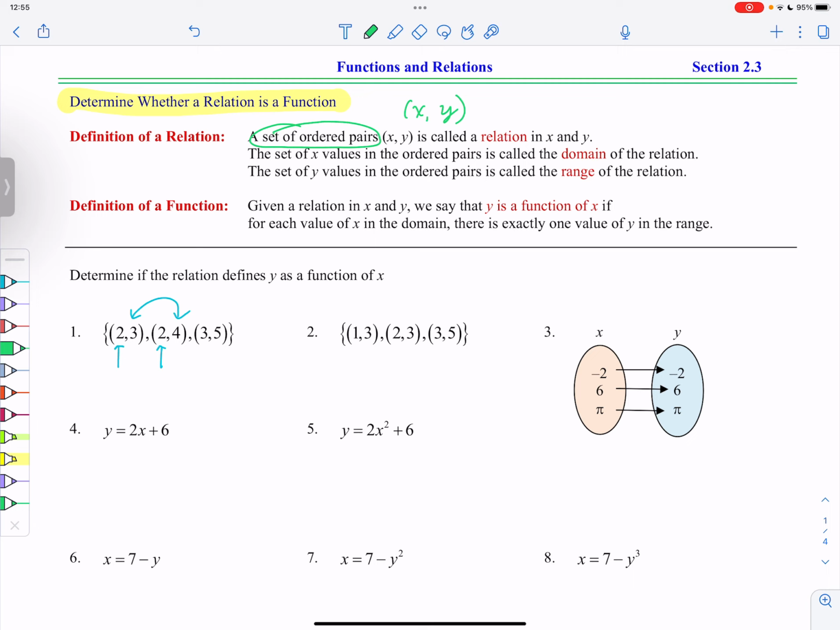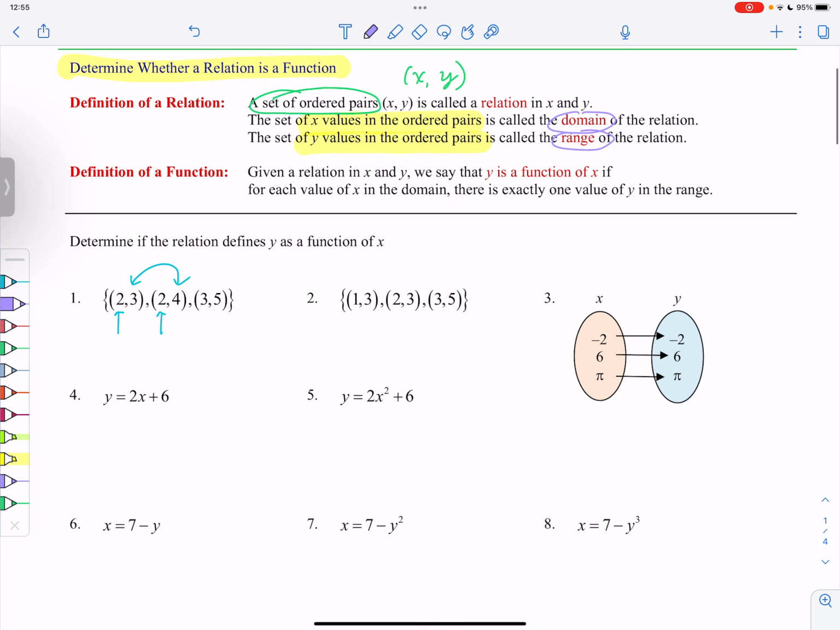And the set of all of the x values in those ordered pairs is called the domain of the relation. And the set of all y values in the ordered pairs given is the range of the relation. Now, we do have a very special type of relation, and it's called a function. What makes a relation a function? Because not all relations are functions.